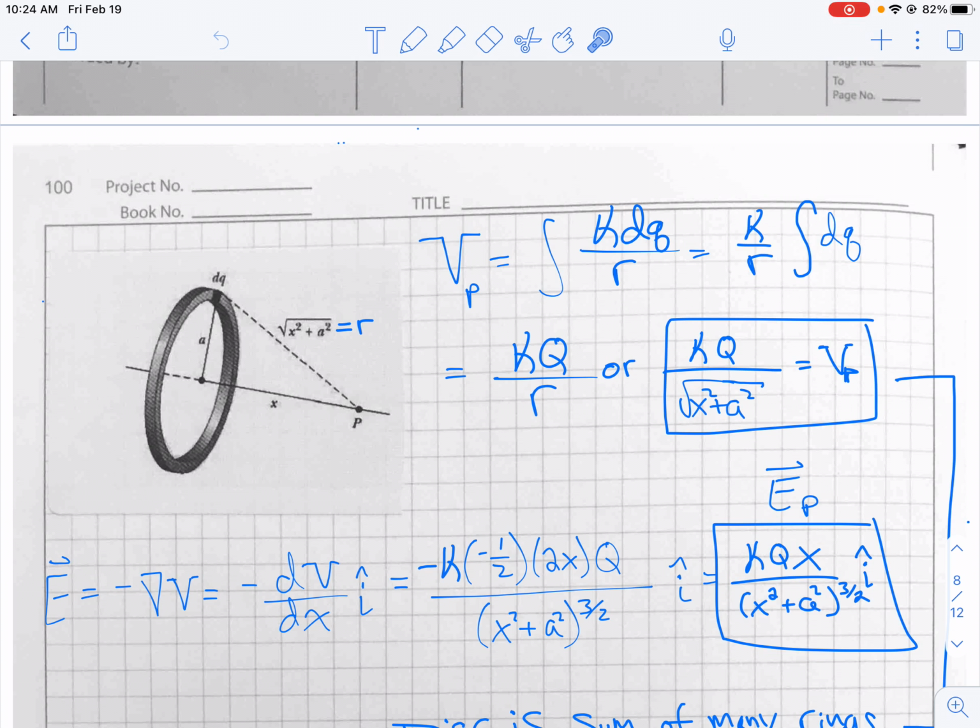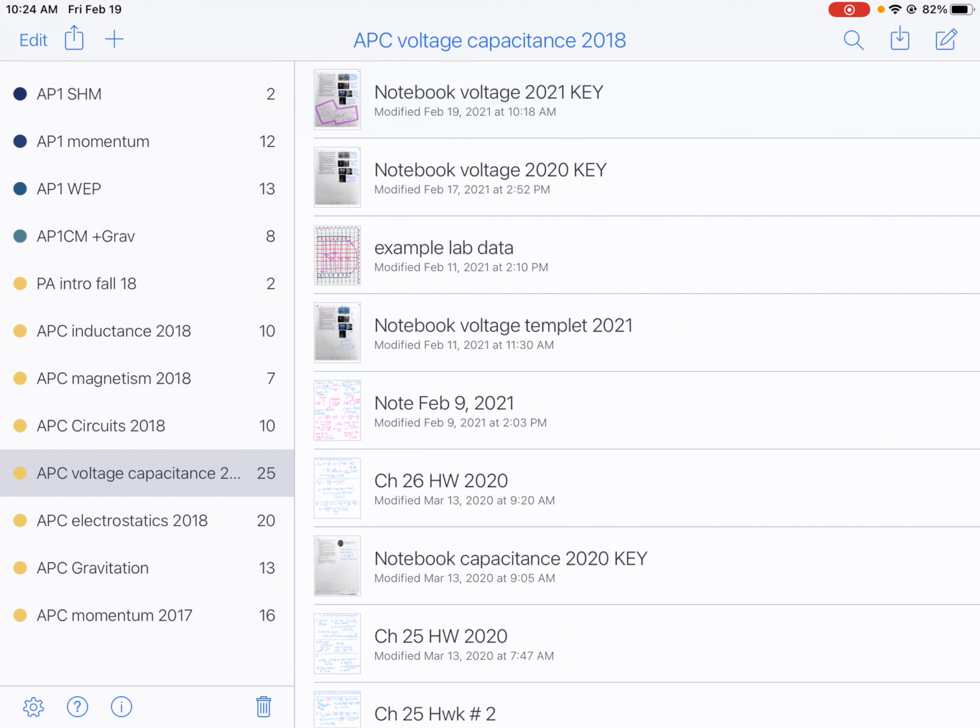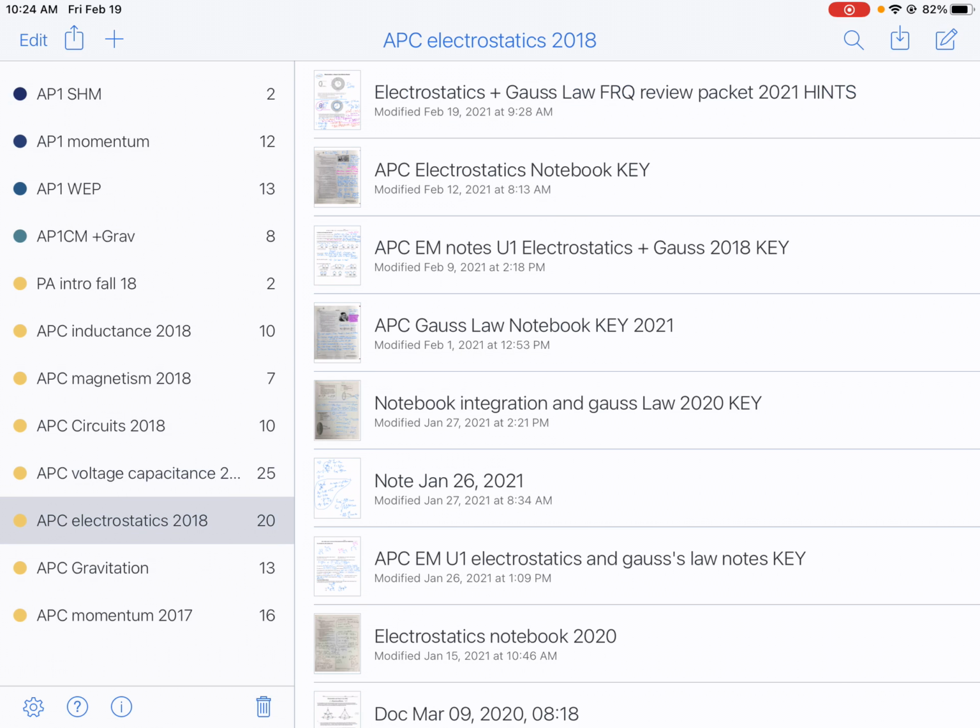kQx over (x squared plus a squared) to the 3/2 power. Let's compare that with our result from last unit.